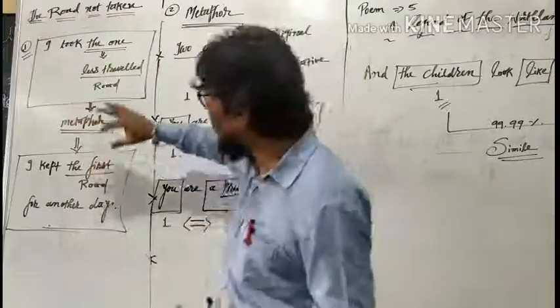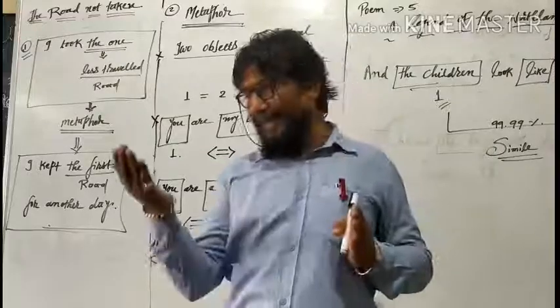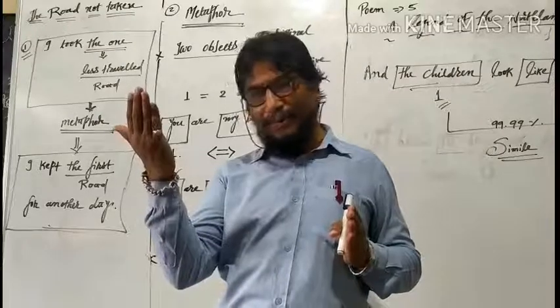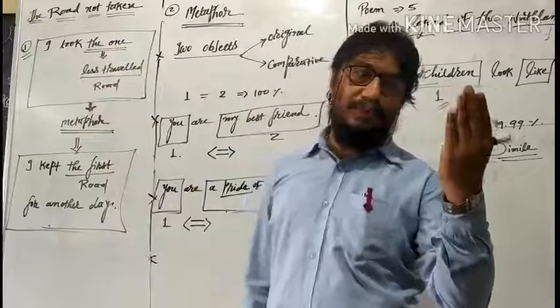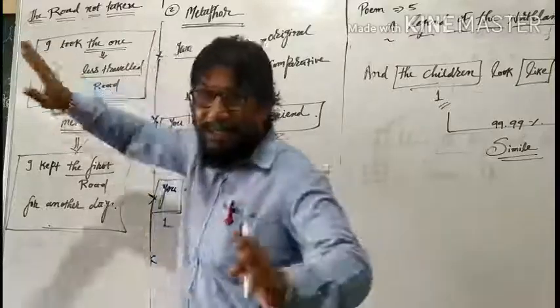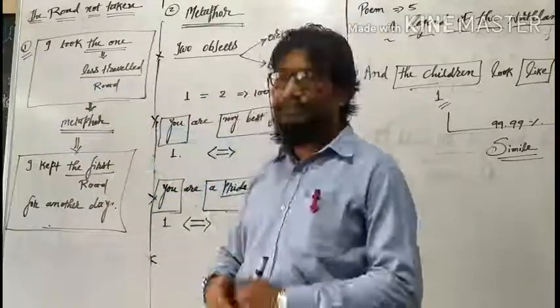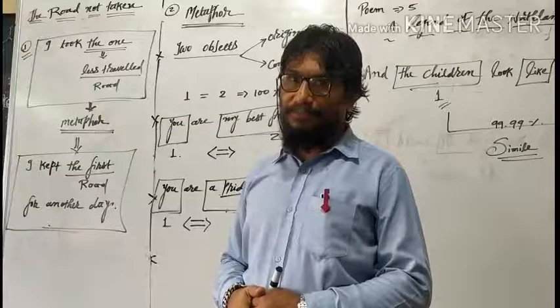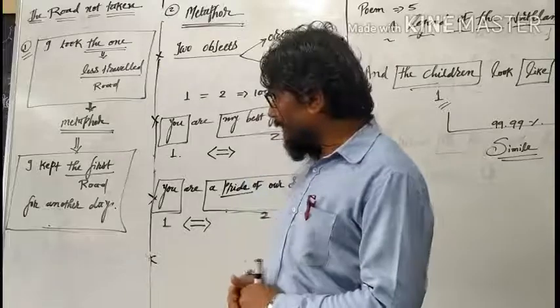What is that less traveled? That is a road. It means what I took, that is the less traveled road. And that less traveled road is equal to what I took. Both are exactly equal here, and so this is the example for metaphor. Got the idea?